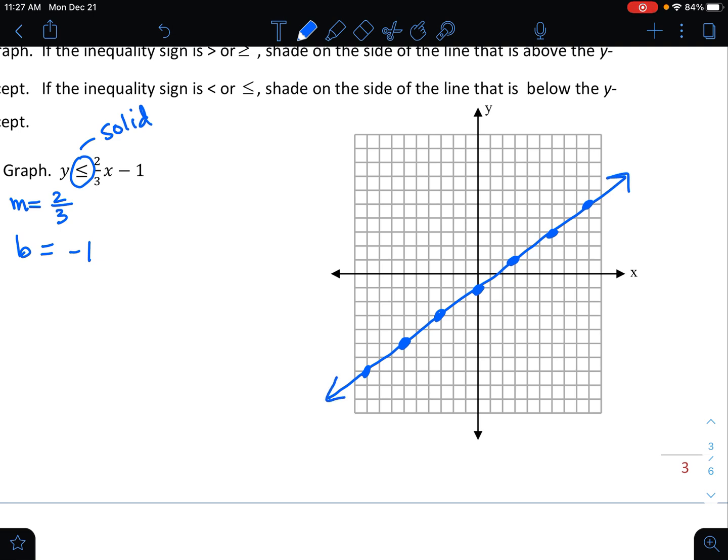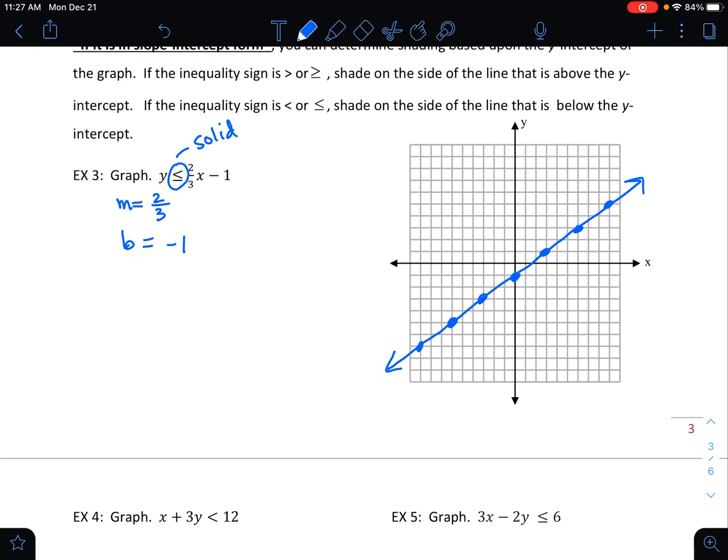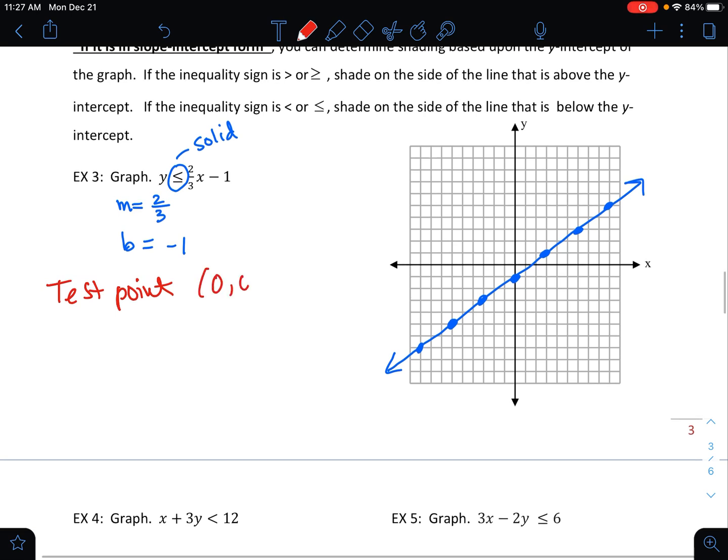Okay, since it's an inequality, there's more than one answer to this problem. There's an infinite number. So I want to shade in all of the answers, everything that fits the inequality. So we are going to plug in a test point. Unless my line is going through 0, 0, I'm always going to pick that point because I'm trying to plug in an ordered pair, and zeros are really easy to work with.